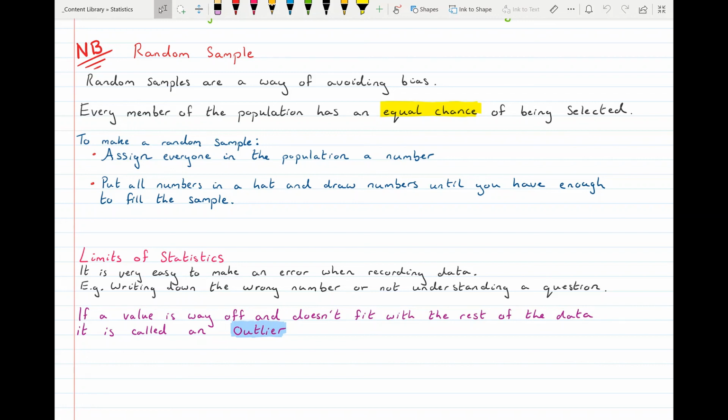If a value is way off and doesn't fit with the rest of the data, it's called an outlier. So it's a piece of data that just seems a bit strange because it doesn't fit with everything else that we've collected. So that's sampling and data.